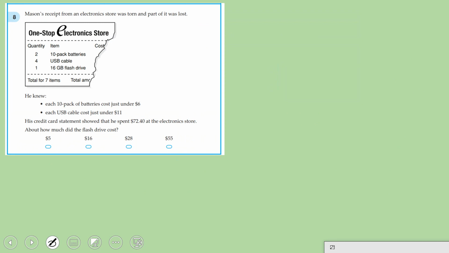Mason's receipt from an electronics store was torn and part of it was lost. And now we're finding out part of the answer. He knew each 10-pack of batteries cost just under $6. So that means if it's 2 lots of just under 6, it'll be just under 12.